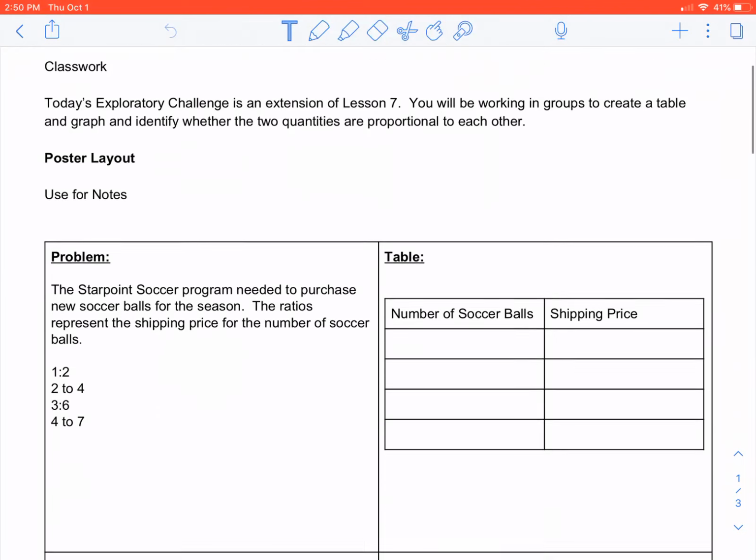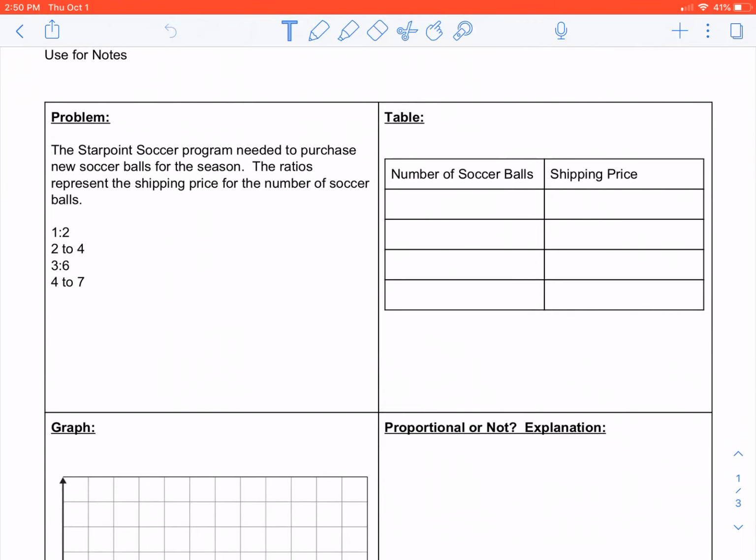So first thing I'm going to need you to do is write down the problem. This is the problem right here, in the problem box. So this is what everybody's going to be using. So you can pause the video and write that down in the box that says problem. The Starpoint soccer program needed to purchase new soccer balls for the season. The ratios represent the shipping price for the number of soccer balls. So we have 1 to 2 is one of our ratios, 2 to 4, 3 to 6, and 4 to 7. So those are the ratios. Okay, so write that down in the problem box. When you're done, you can hit play, and we will continue with the table.